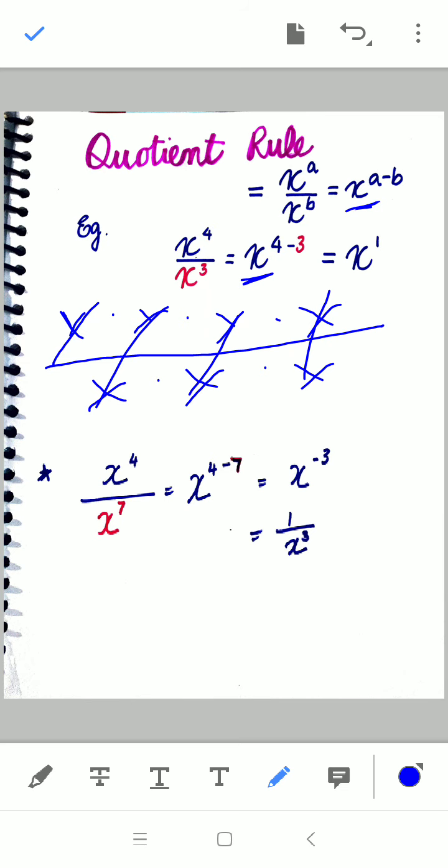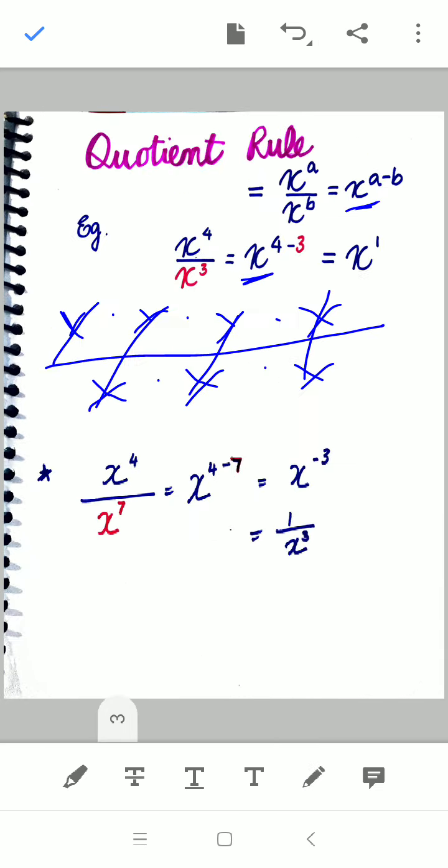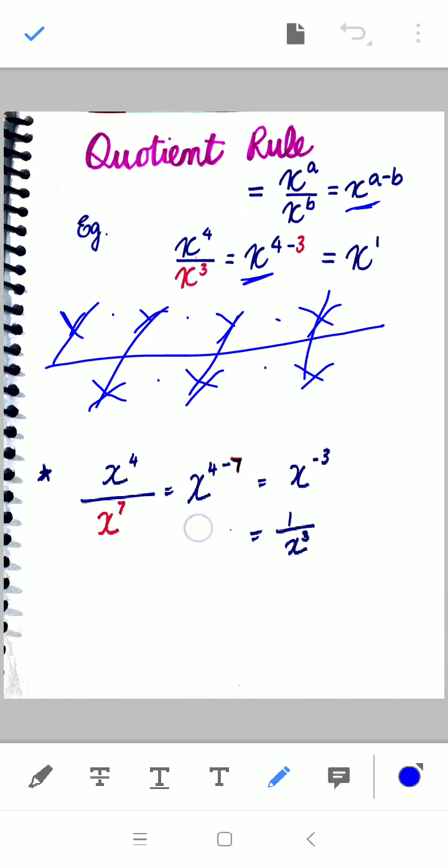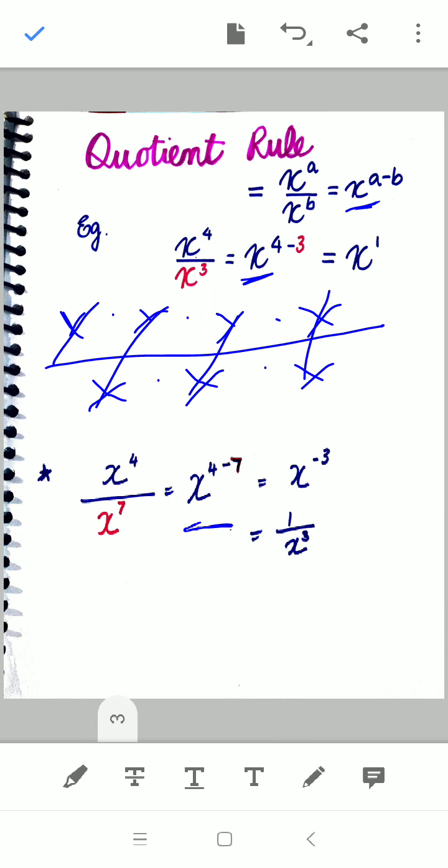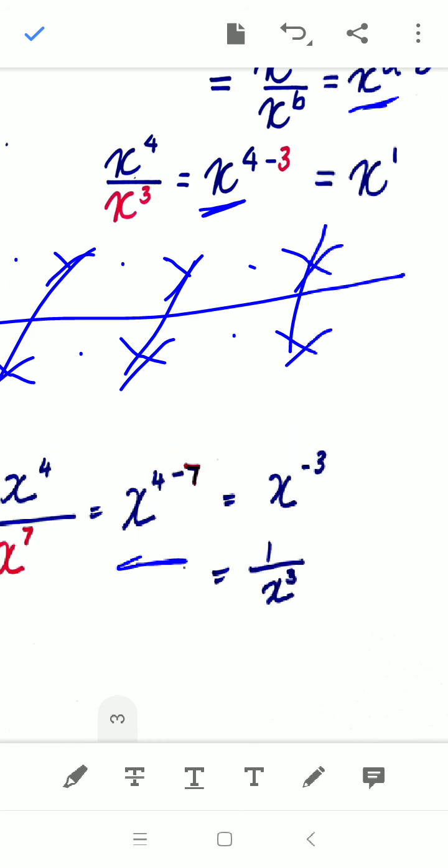Now let us see one more example. X raised to the power 4 upon x raised to the power 7. Again the base is same, x. We subtract the exponents, 4 minus 7. And when we subtract 4 minus 7, we get what? X raised to the power minus 3.